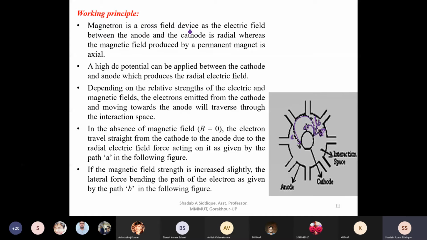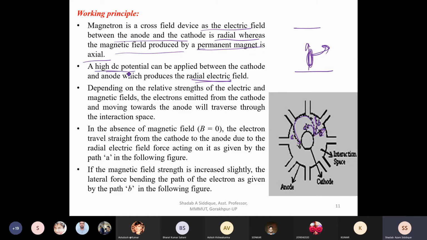If we see the working principle, the electric field between the anode and cathode is radial, whereas the magnetic field produced by a permanent magnet is axial. Axial means it is coming from one side to the other side, in the axis direction, and the electric field coming out from the cathode pole is in the radial direction. A high DC potential can be applied between the cathode and anode, which produces a radial electric field.